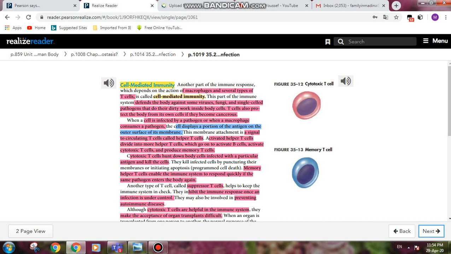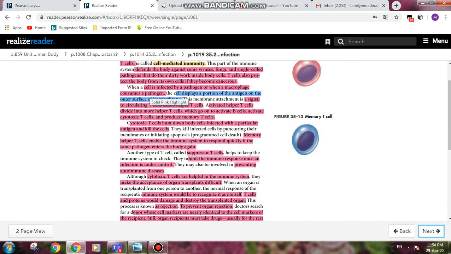T cells also protect the body from its own cells if they become cancerous. One of the functions of the T cells is that when some of the body cells turn cancerous, the T cells kill these cancerous cells. So we have an immunity against cancer to a certain limit.